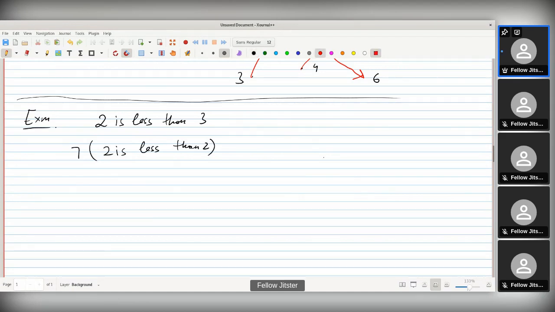Two is less than 3, but 2 is no less than 2. Do you agree? Yes. Okay.